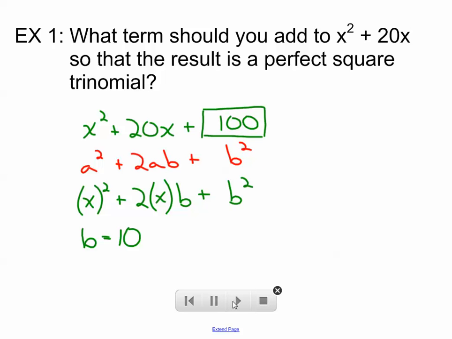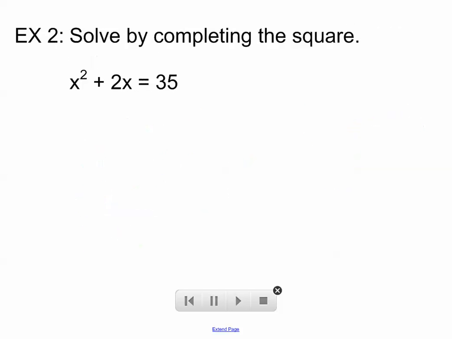The bottom line here is that if we have a lead coefficient of 1, to make a perfect square trinomial, we take b, half of b, and square it and add that to the expression. A little bit confusing. It'll make more sense once we use it. So let's do that now.